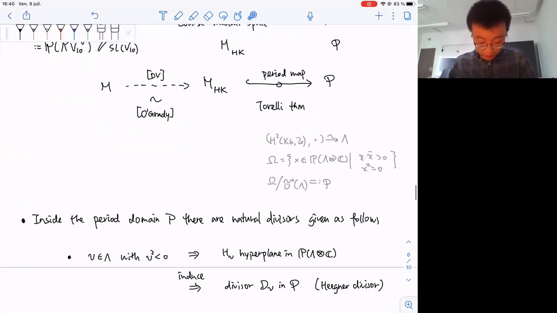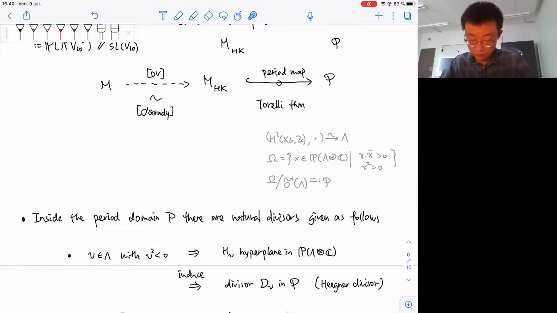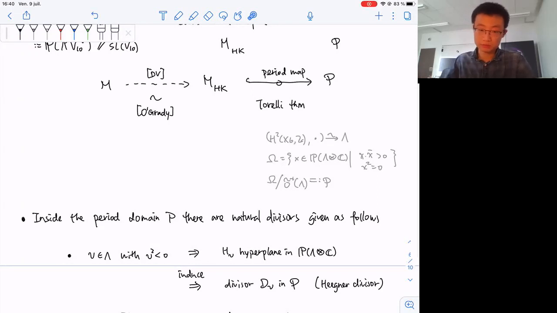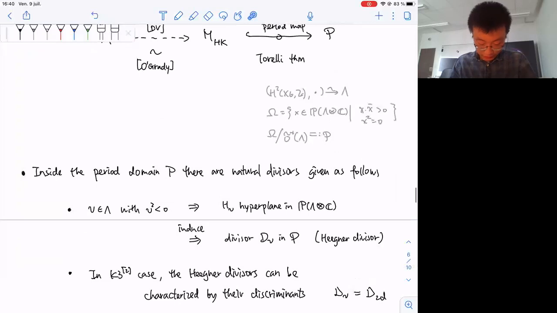Now inside the period domain, there are some naturally defined divisors called Heegner divisors. We construct them using the lattice structure on H2. We take some element inside the lattice, and this gives us a hyperplane inside the projective space. When we do the quotient, this gives some divisors in the period domain. In the case of K3^[2], these Heegner divisors are characterized by a number called the discriminant. They can be numbered using this 2d here, and it's always an even integer.